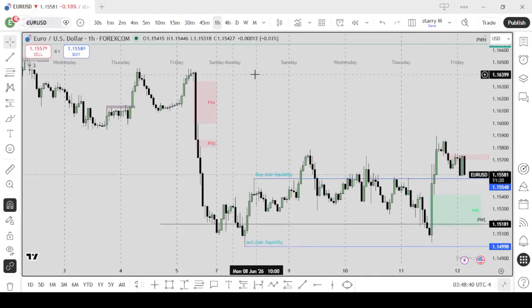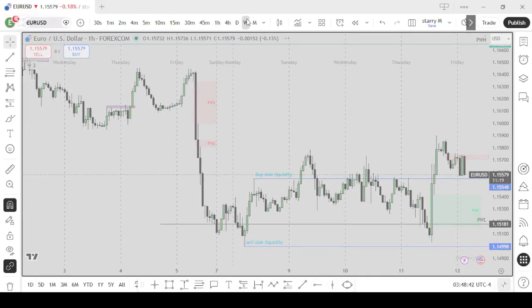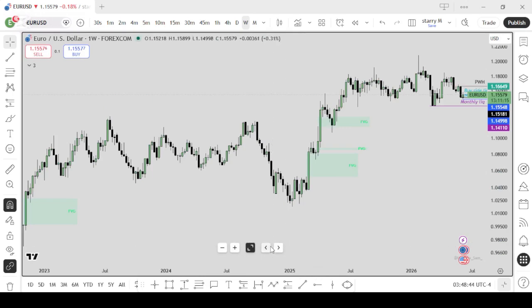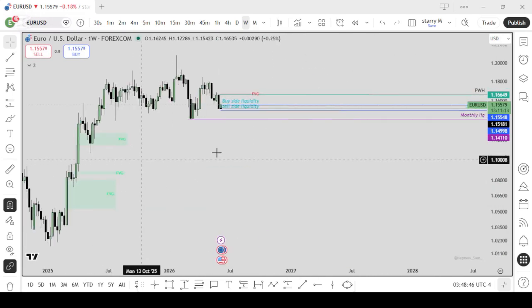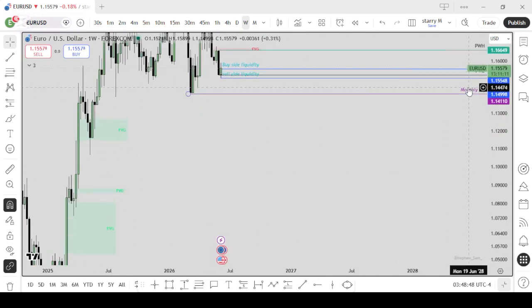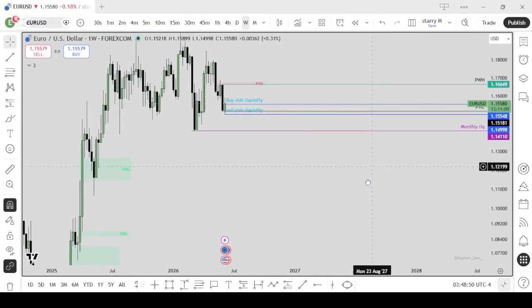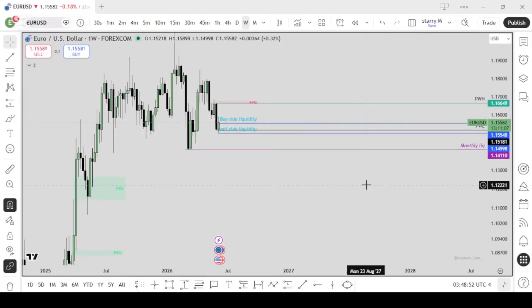So here in our weekly, let me go to the weekly first. On our weekly I had analyzed this on a previous video. On the weekly I was looking for bearish setups, and as you can see I clearly marked the prior week high and prior week low. I'm looking for bearish setups.